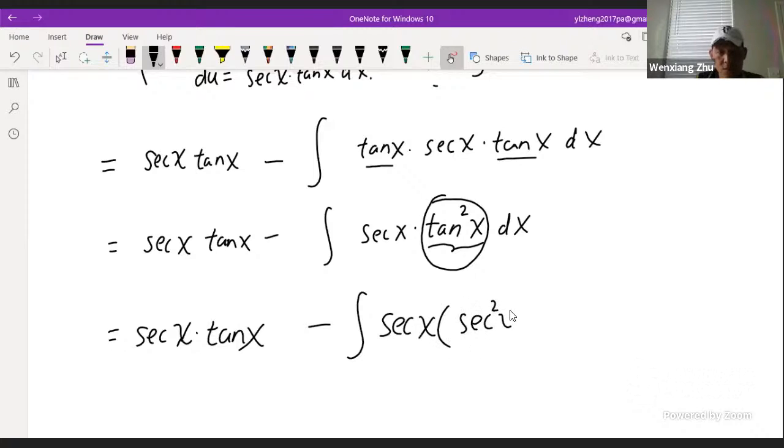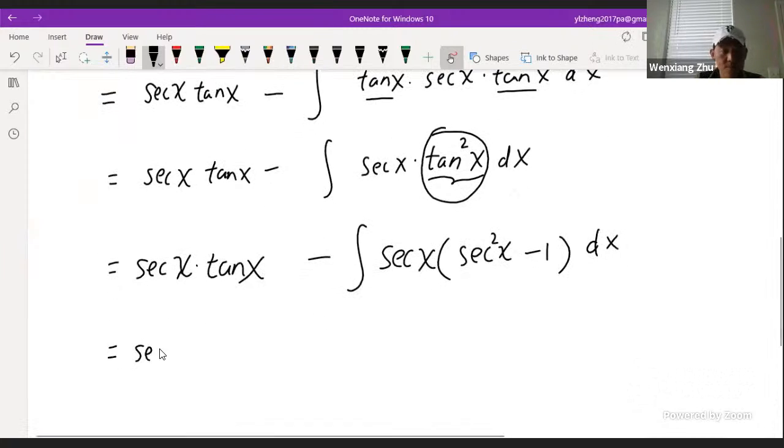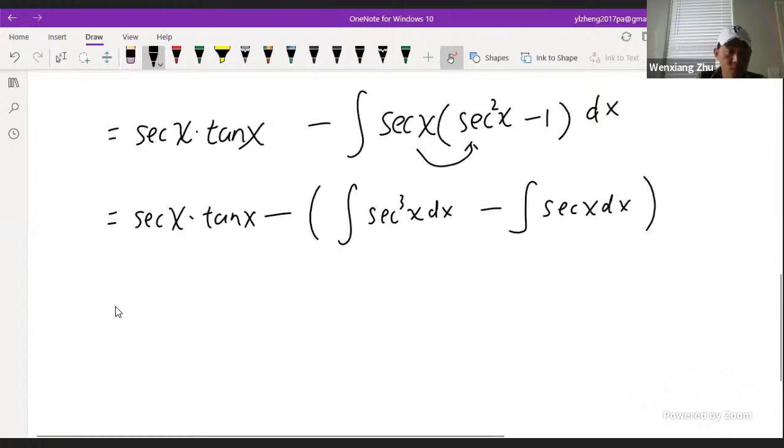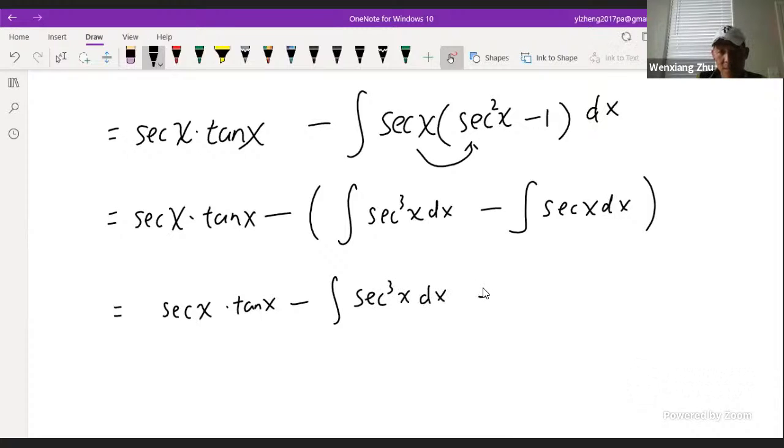So we write tangent x squared as secant x squared minus one. Now once you have done that, we can distribute this. You take secant x times secant x, that's secant x cubed, right? The other one will be secant x times one, so that's just secant x dx. Now break this parenthesis, we end up with secant x times tangent x minus the integration of secant x cubed and my plus minus minus, that's plus antiderivative of secant x dx. Okay, this is my right hand side.